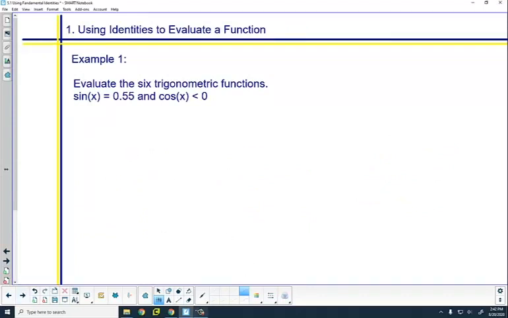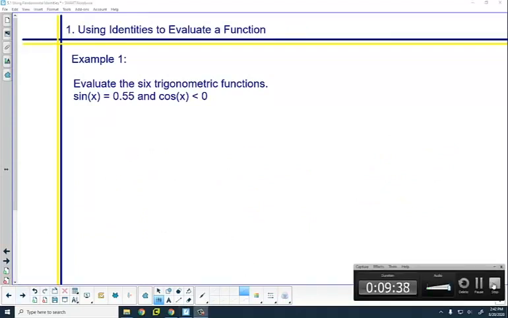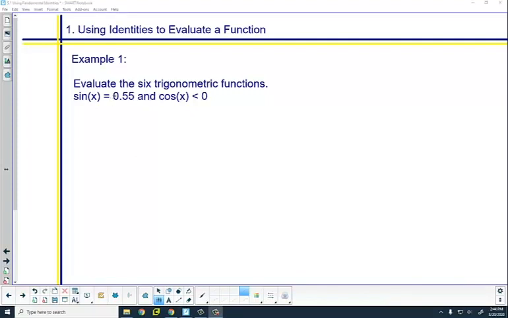Example 1. In this example, we are going to evaluate the 6 trigonometric functions given some trig values. I'm going to be using the general trigonometric functions to help us do this, and I'm also going to use a picture. I know the sine is 0.55, and I know cosine is less than 0. So I'm going to start with a picture so I get a nice visual.